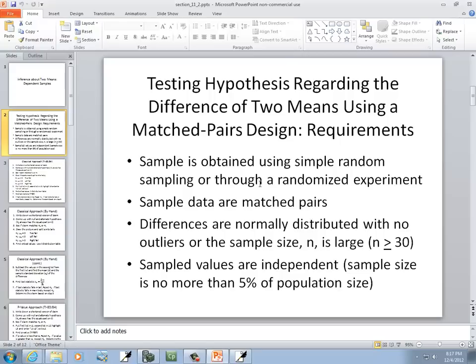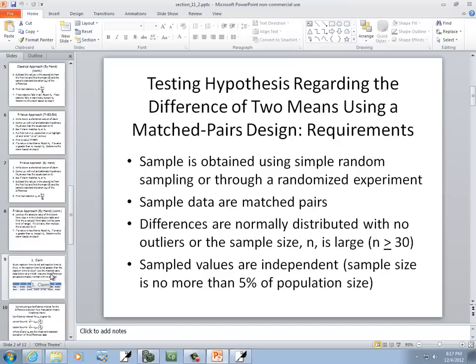Requirements to do the testing of claims. Samples obtained using simple random sampling or through randomized experiment. Sample data are matched pairs. Differences are normally distributed with no outliers or the sample size n is large, n is greater than or equal to 30. And sample values are independent. Sample size is no more than 5% of population size.